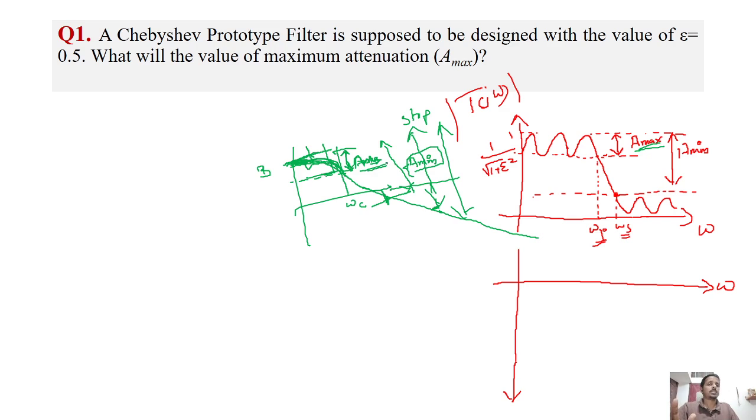That's it. It doesn't mean A max is the maximum attenuation of the filter. It means only the maximum attenuation possible in the passband.